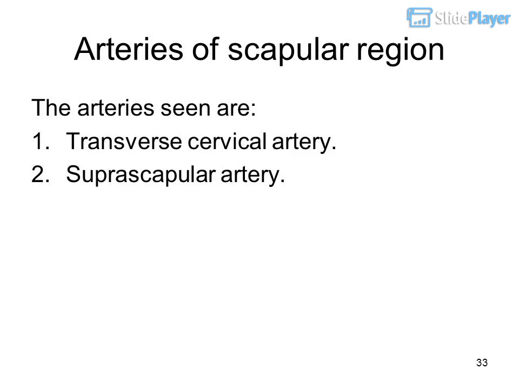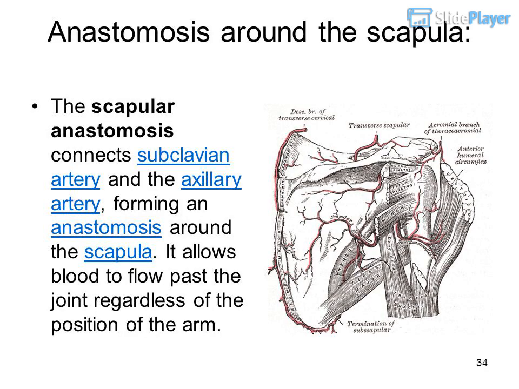Arteries of the scapular region. The arteries seen are the transverse cervical artery and suprascapular artery. Anastomosis around the scapula: the scapular anastomosis connects the subclavian artery and the axillary artery, forming an anastomosis around the scapula. It allows blood to flow past the joint regardless of the position of the arm.